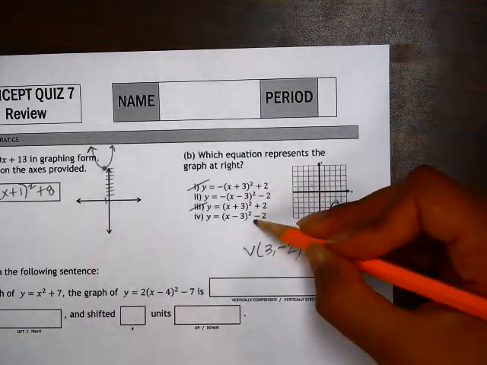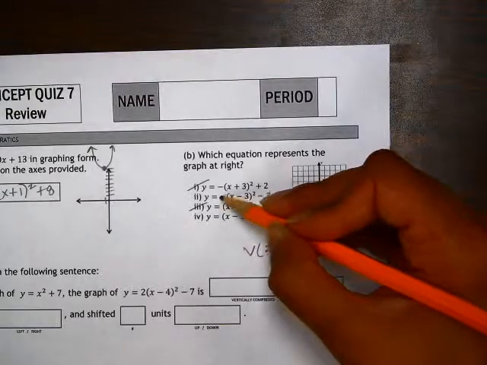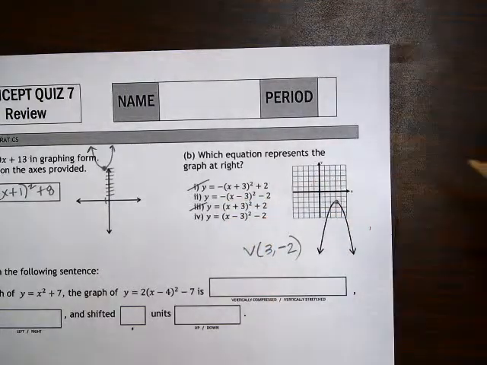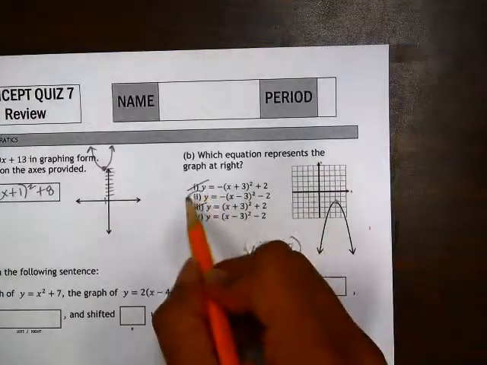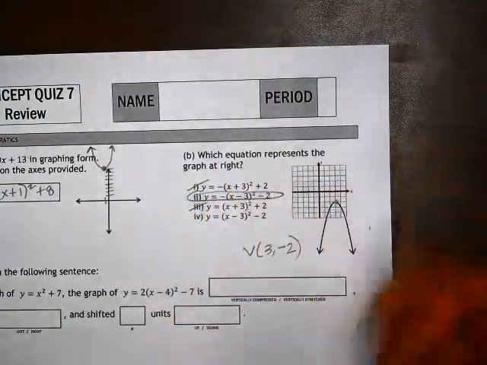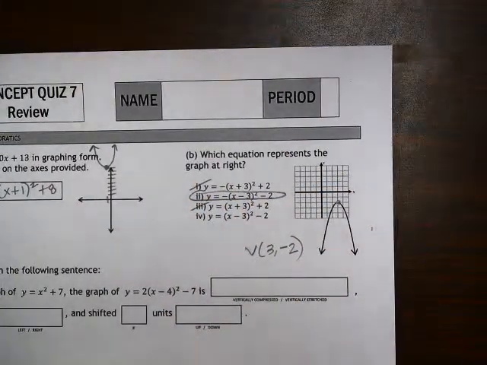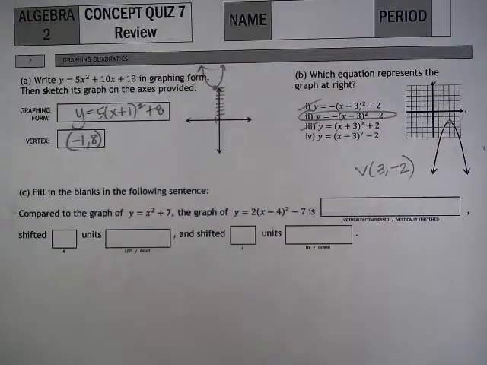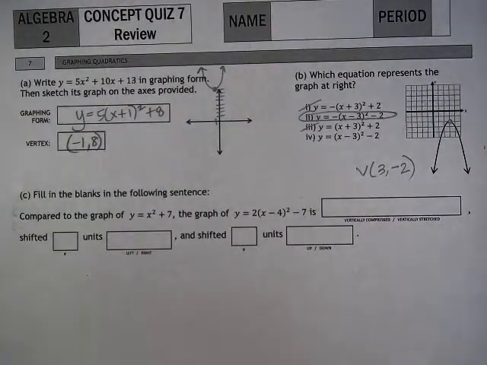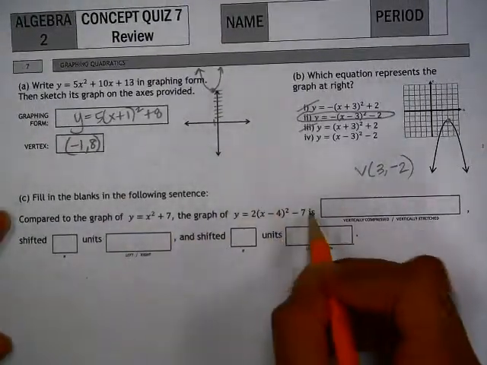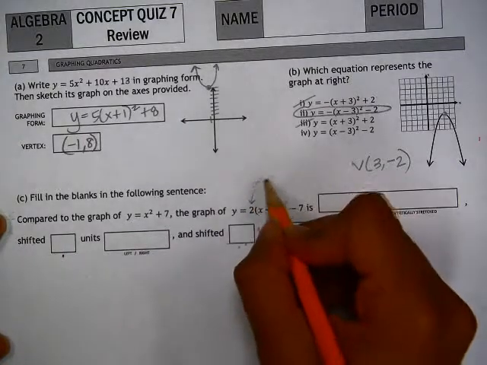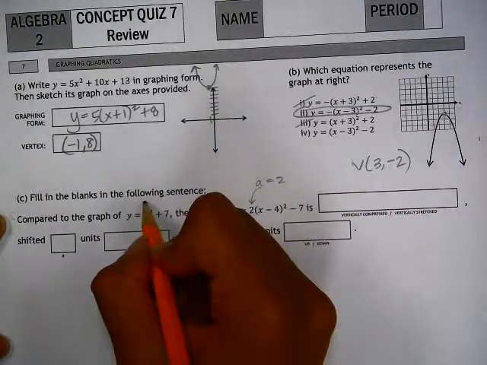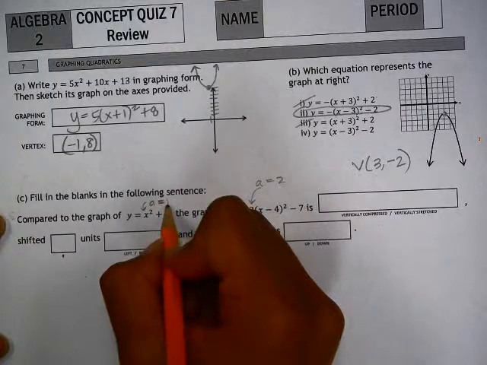The only difference between option 2 and 4 is that one has a negative a value and one has a positive a value. This graph opens down, and so we know that the a value must be negative, so our answer is option 2. In this last problem, in part C, we're going to fill in the blanks to complete the sentence. If we compare this equation to this equation, looking at the a value, here we have an a value of 2, and here we have an a value of 1.